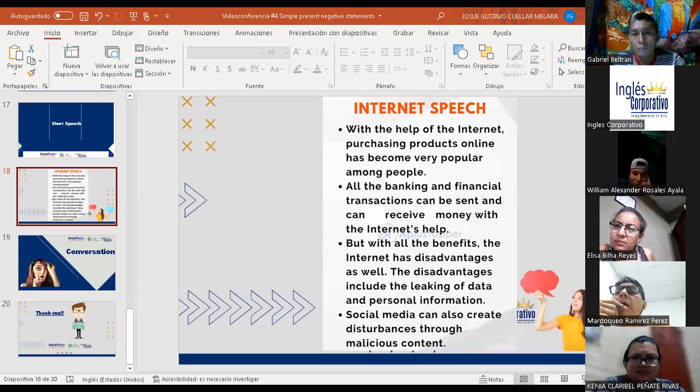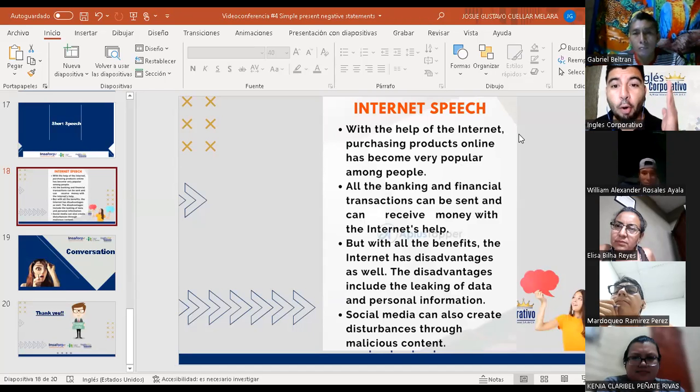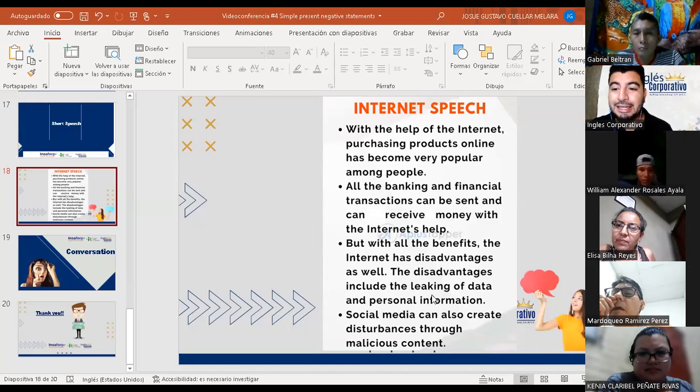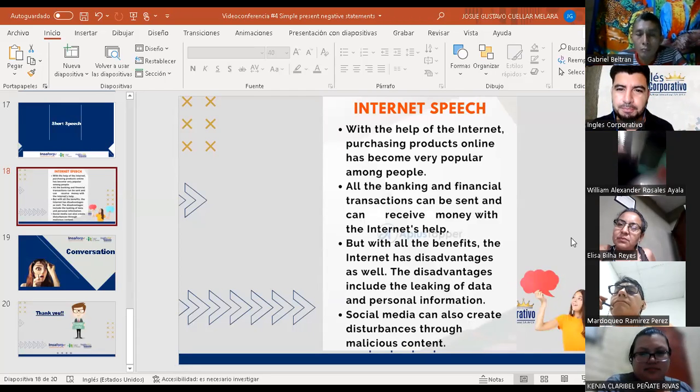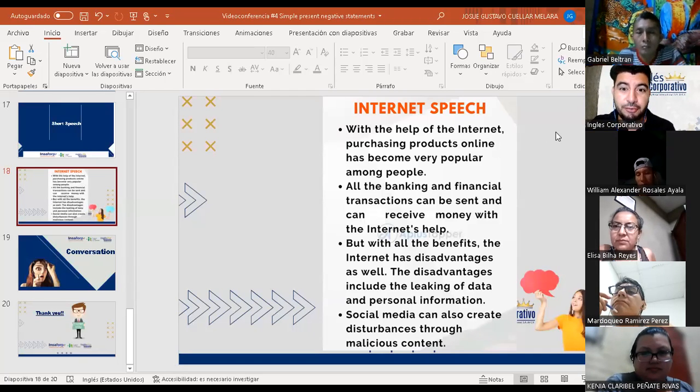Okay, clearly, we can notice that we have some advantages, but also we have disadvantages about internet use, okay? So that's it. Related to the banking and financial transactions, the internet disadvantages include leaking of data and personal information. So people can steal your personal information. La gente puede robar, ¿verdad? Tu información personal. And social media can also create disturbances. For example, memes or some posts, ¿verdad? Algunas publicaciones on Facebook, on Twitter, that, well, it can disturb your life, okay?